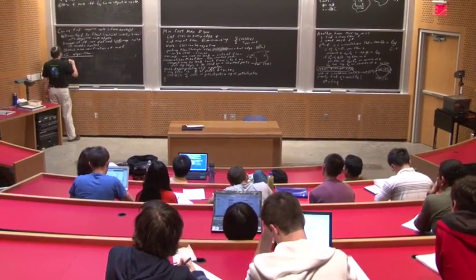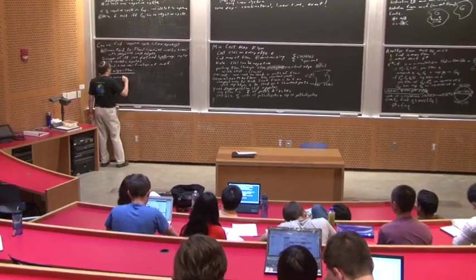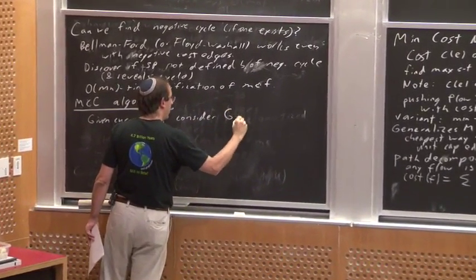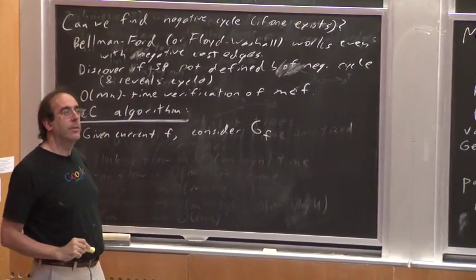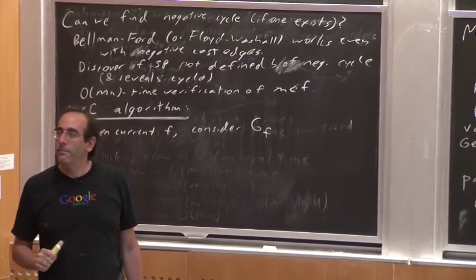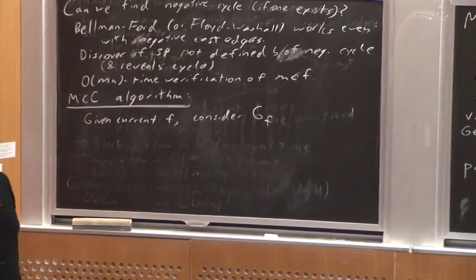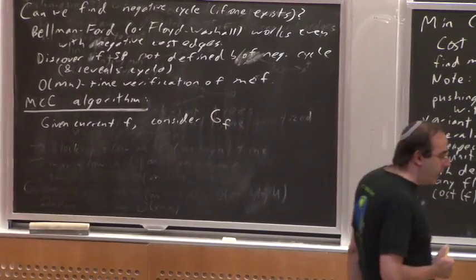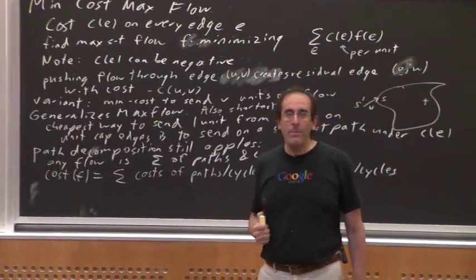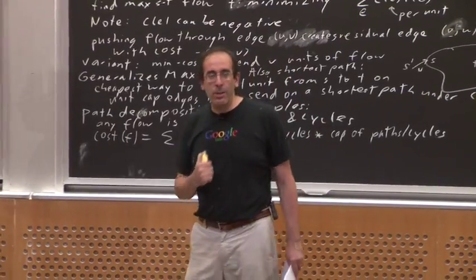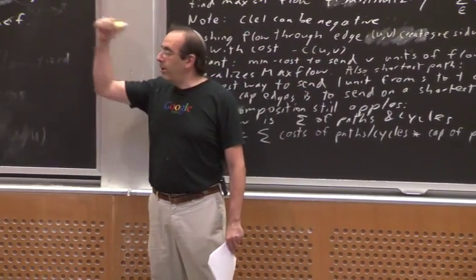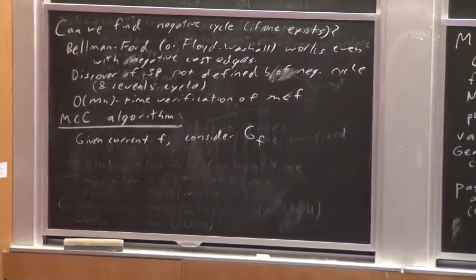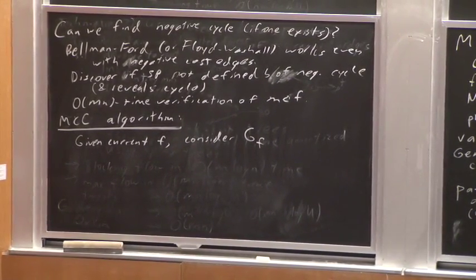So given our current F, let's consider GF. And what do we do with it? We want to make our circulation better. Well, the first step to that would be to decide that it's not already good, right? It's not yet a min-cost circulation. How do we check that it's not a min-cost circulation? Well, we look for a negative cost cycle in this residual graph. Once we have found that negative cost cycle, how can we make our circulation better?